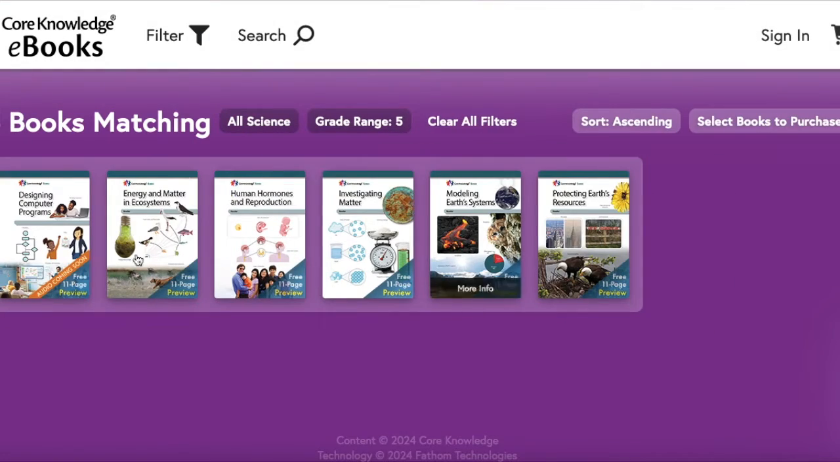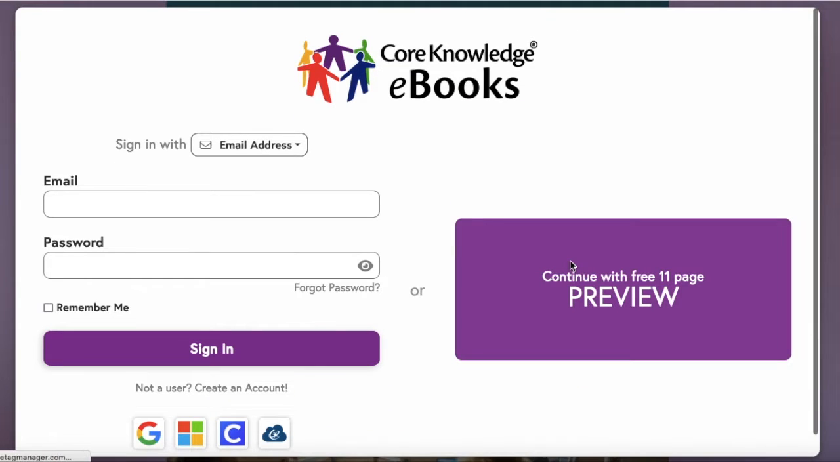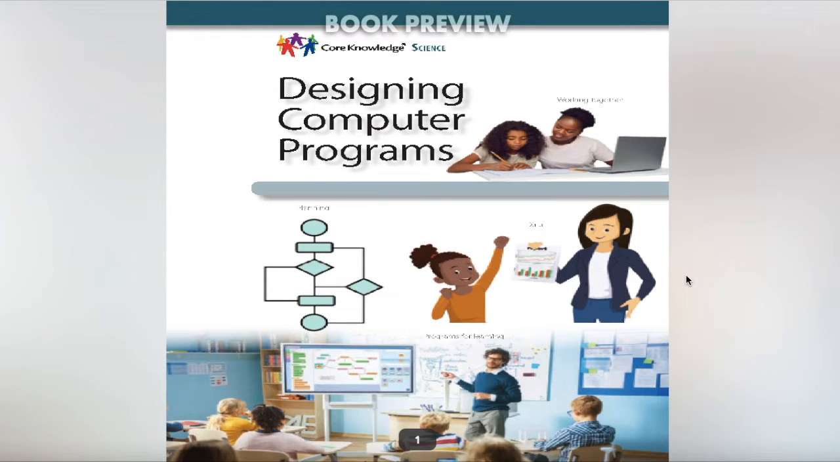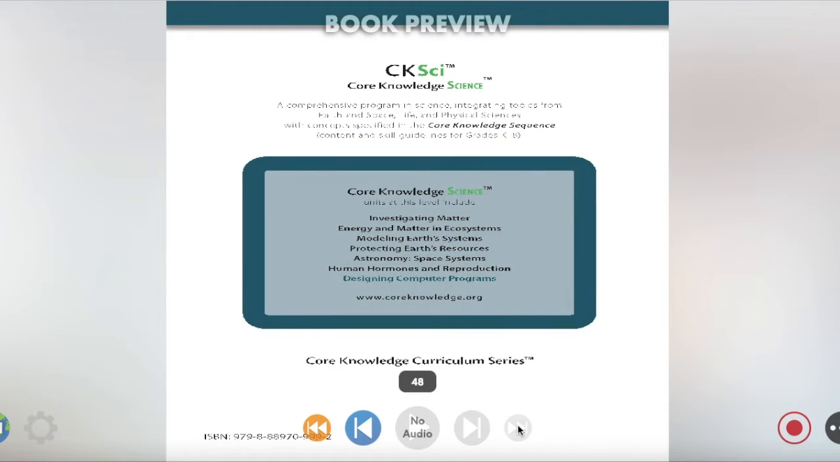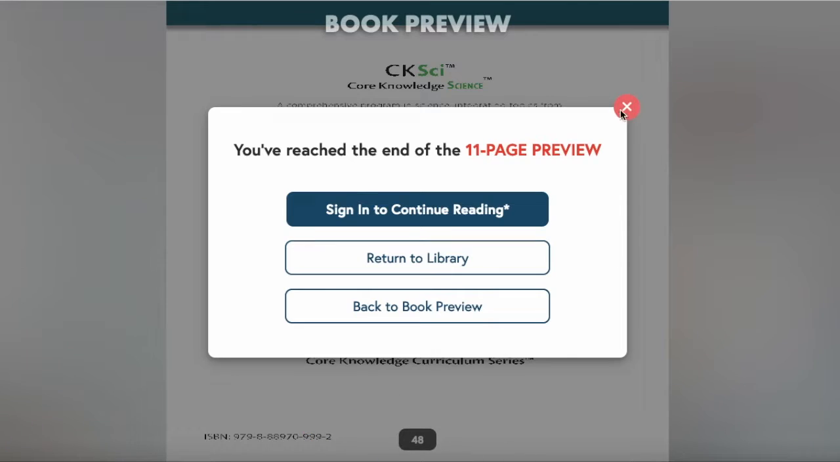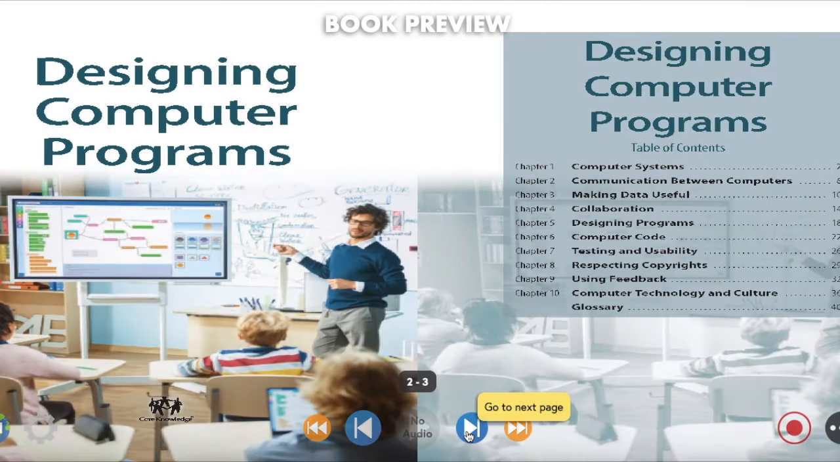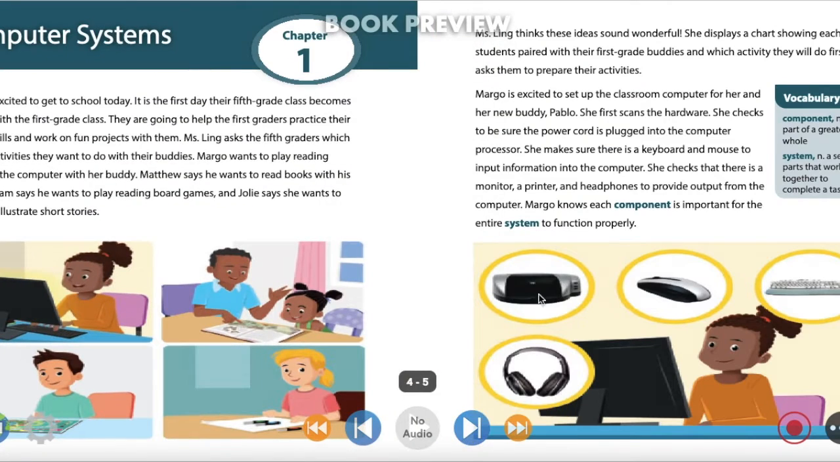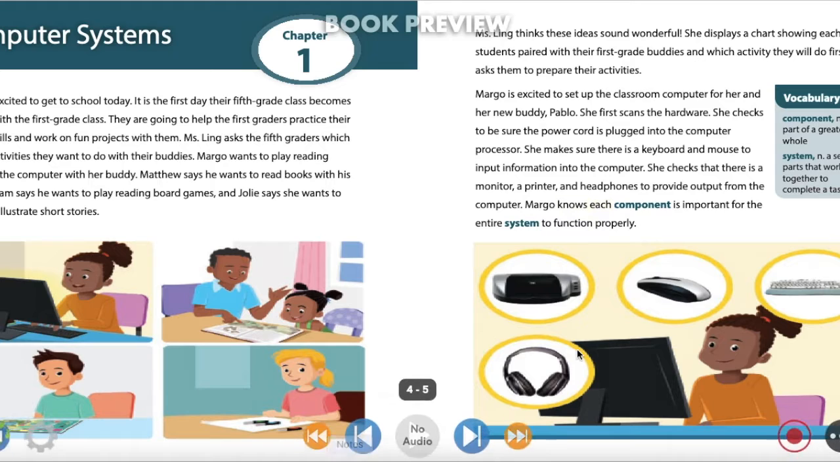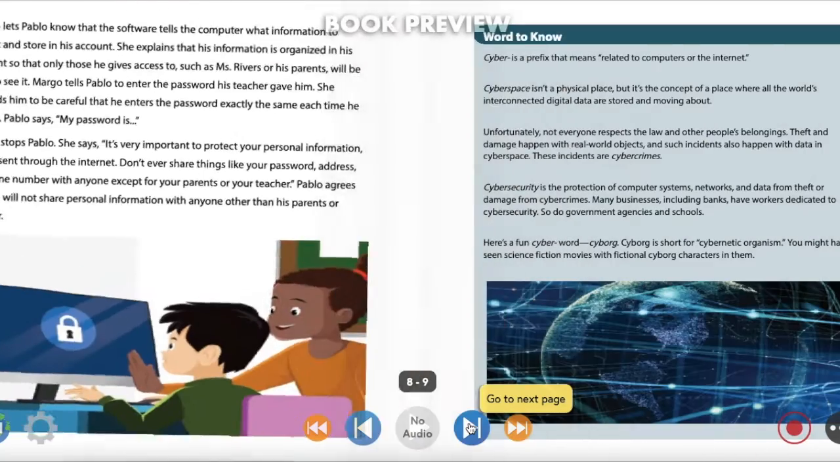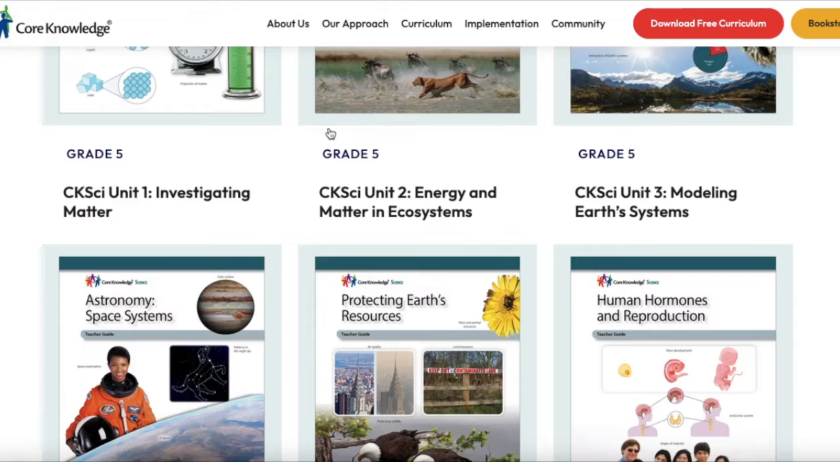So these are the 5th grade student readers. I'm going to show you the preview, and it's exactly like the printed ones or the ones online. The only difference is that these are interactive, so they can read to the student. Sometimes there are clickable links as well. But I did want to show you that's an option. So let's go back to this.